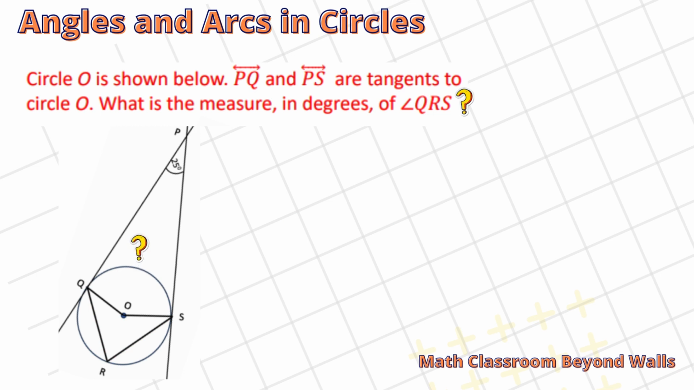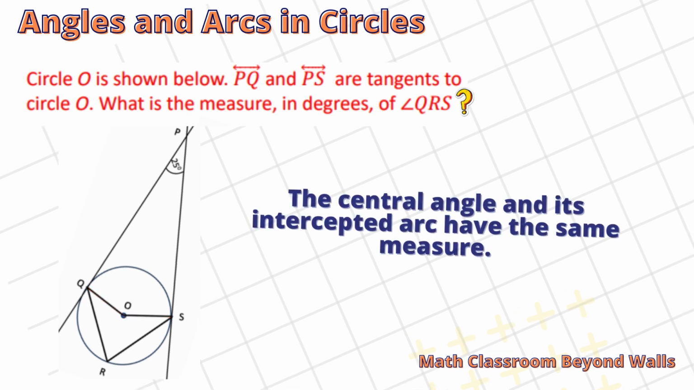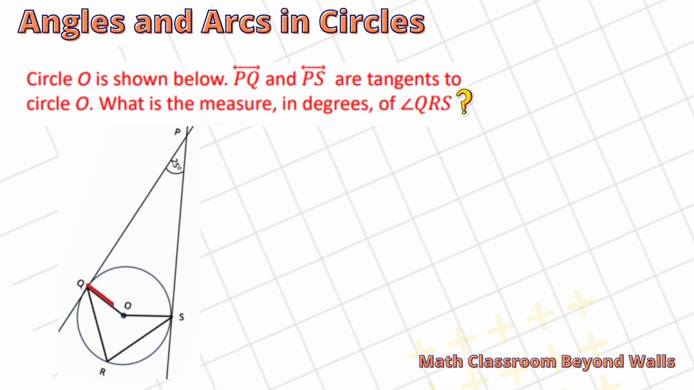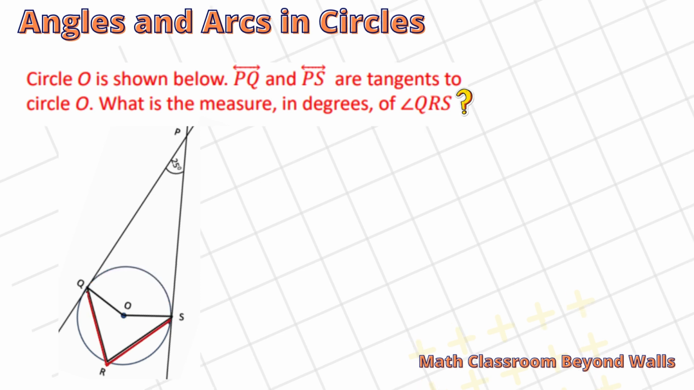Let us look at the figure closely. This arc QS is the same arc that is intercepted by angle QOS, which is a central angle. We know that the central angle and its intercepted arc have the same measure. That means that we must get the measure of this central angle so we can get the measure of arc RQS, which is needed to get the measure of angle QRS.